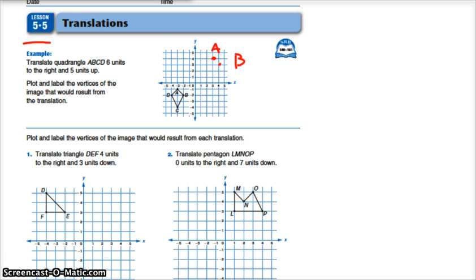Now let's do C. 1, 2, 3, 4, 5, 6. 1, 2, 3, 4, 5. And D. 1, 2, 3, 4, 5, 6. 1, 2, 3, 4, 5. Okay. There we go. Simple enough.